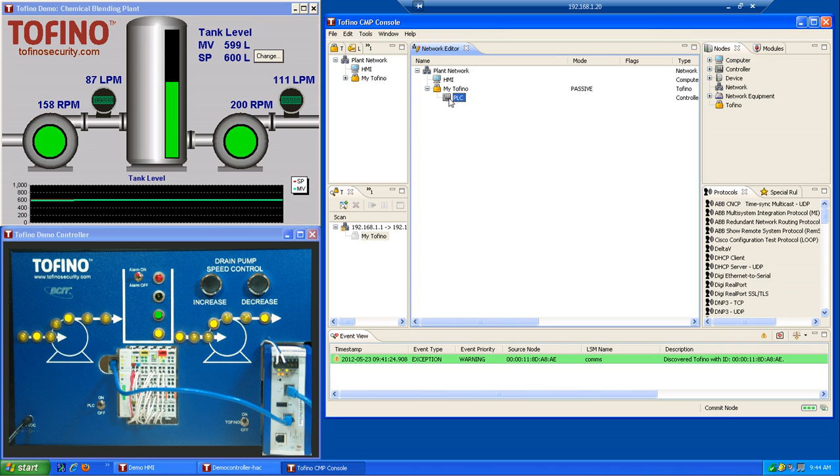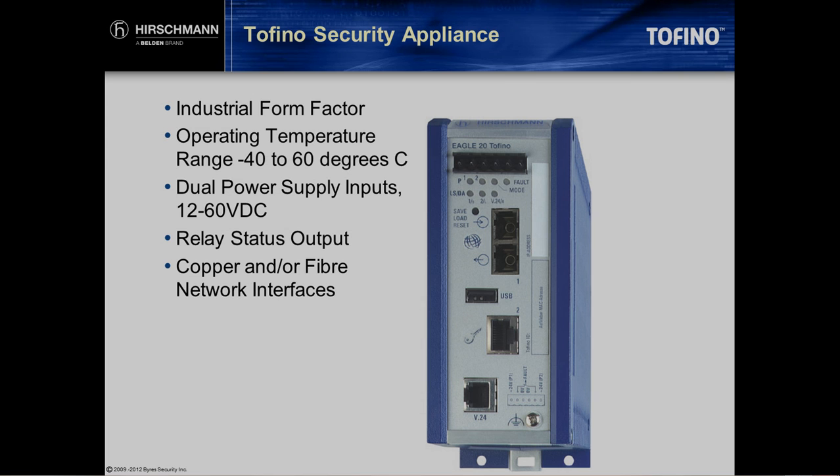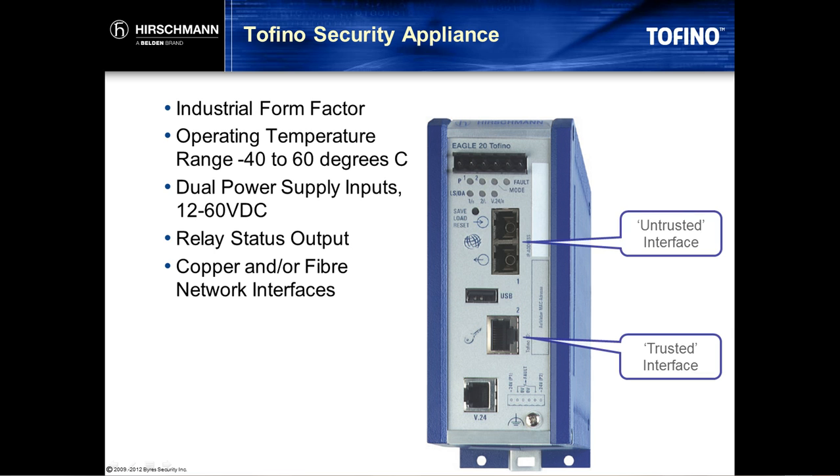Now you might wonder, why did I put the HMI up here above the Tofino and the PLC below the Tofino? Well, remember earlier when we talked about the fact that there are two Ethernet interfaces on the Tofino appliance, and the Tofino actually doesn't care which devices are connected to either interface. It's a layer 2 Ethernet bridge. It will happily bridge traffic through either direction based on your firewall rules.